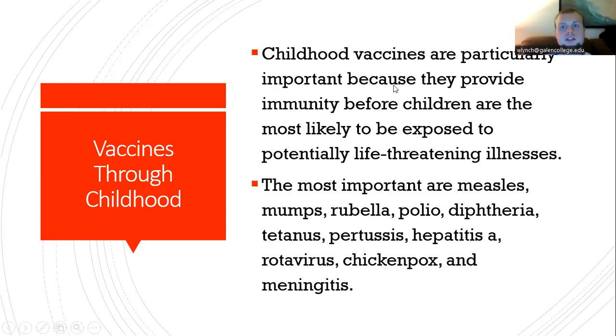Some important vaccines that we see in childhood. All right. We see a lot of vaccinations that come in childhood. We have a set or a regimen of vaccines that we get in early childhood. Some of the most important ones that we see: MMR, measles, mumps, rubella, polio, diphtheria, tetanus, pertussis, which is also known as whooping cough, Hep A, rotavirus, chickenpox, and also meningitis, bacterial and viral meningitis.